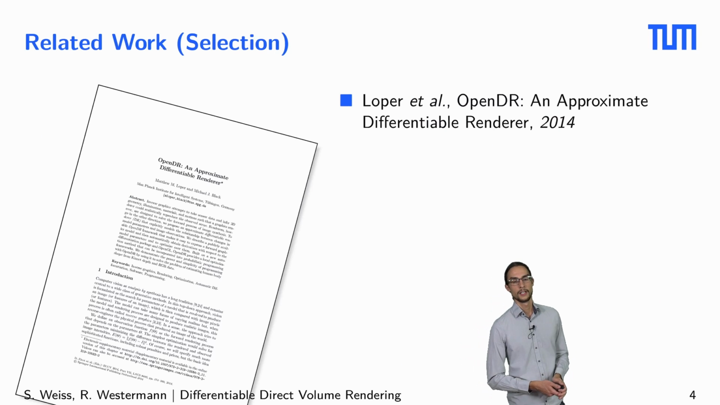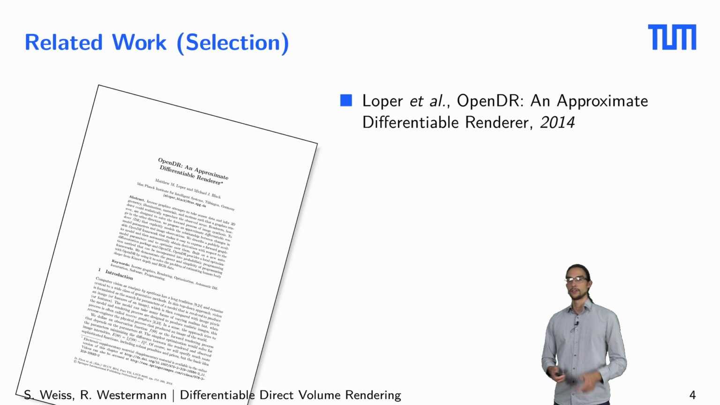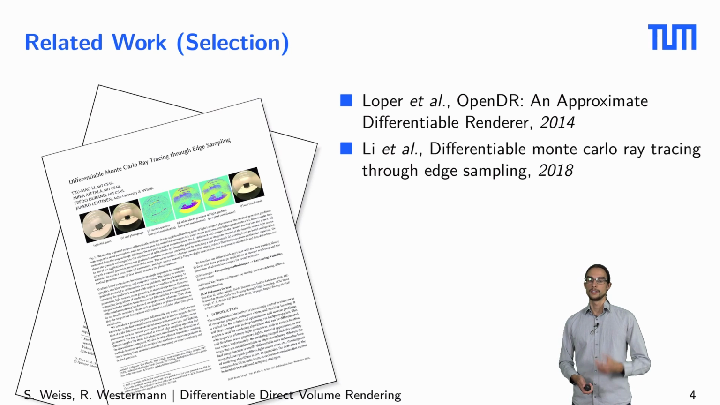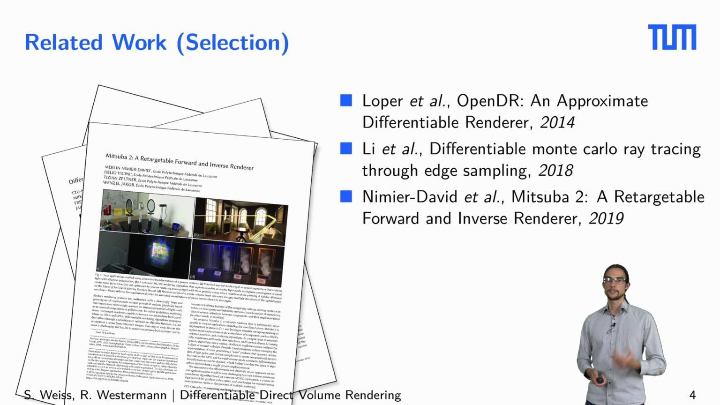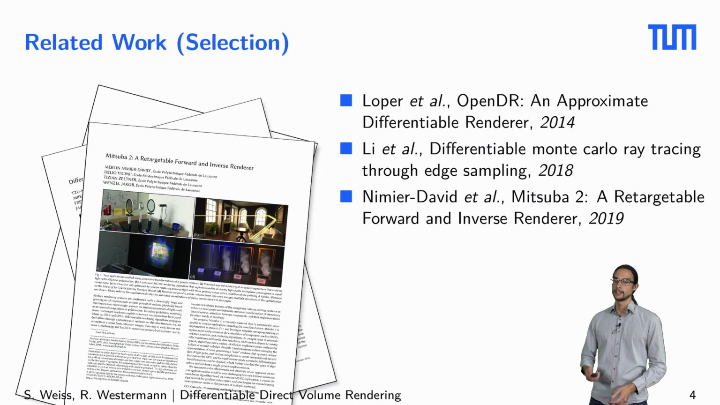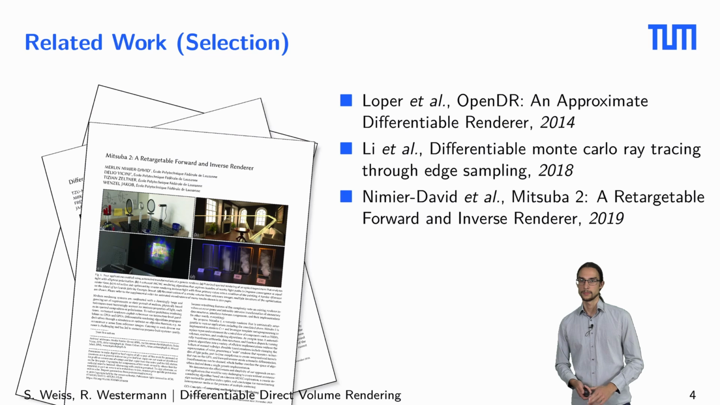We are not the first to attempt differentiable rendering. For mesh rendering, there's for example Loper et al. from 2014, which present OpenDR, or Li et al. from 2018 on edge sampling. These methods are specialized for opaque surfaces. To the best of our knowledge, the work from Nimier-David et al. from 2019 on Mitsuba 2 is the first differentiable ray tracer which also interacts with transparent volumes. We will later see comparisons with Mitsuba 2.